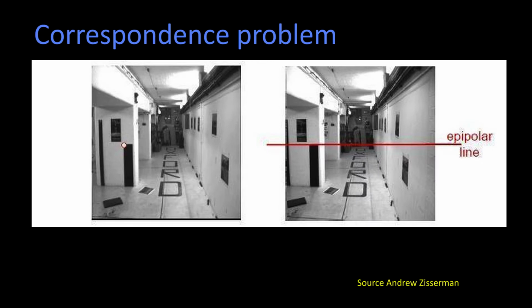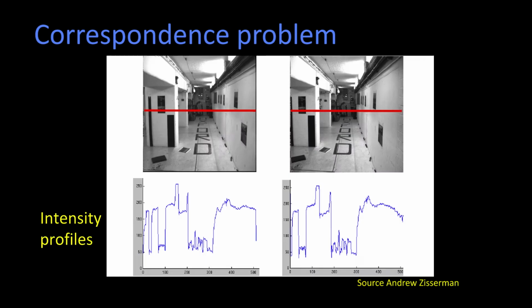All right, so let's continue looking at this correspondence problem a little bit more. Here we have two images. This is courtesy of Andrew Zisserman. And we've got an epipolar line, and again, we've got horizontal epipolar lines. So here we have both scan lines, left and right image, and a plot of the intensity profiles. And of course, they're going to look pretty similar because there should be matches along the way.